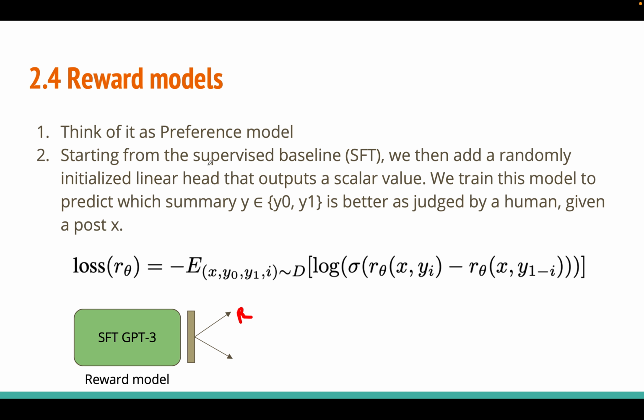Now, how do we train this model? We start from the SFT baseline where we initialize this reward model and then randomly add a linear head that outputs a scalar value, like I explained here. Then the model is trained to predict which summary among two summaries, for example, Y0 and Y1, is better as judged by the human. So if, for example, Yi is better than Y1 minus i, we compute the reward using this model for this pair, and then we compute the reward for the other. Then we take the sigmoid of the difference.